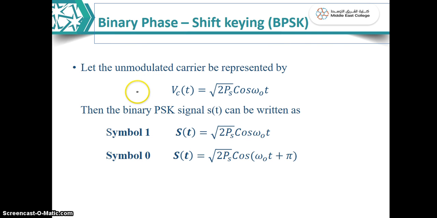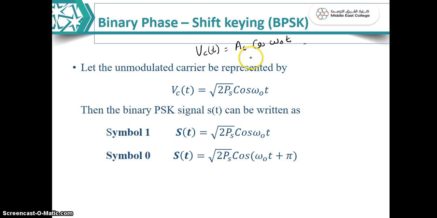So here, let's consider the unmodulated carrier signal. The carrier signal is represented by root 2 Ps cos omega 0 t. Already you are aware of the sinusoidal signal representation. Normally we will represent it as A cos omega 0 t, so the carrier signal is Ac, the peak amplitude, into cos omega 0 t. Omega 0 is the angular frequency, 2 pi f0, where f0 is the frequency of this carrier signal.